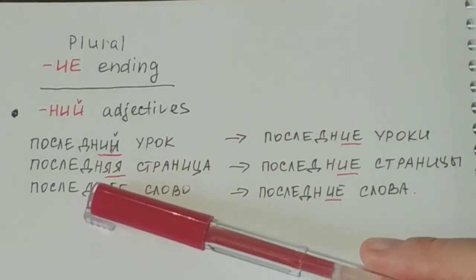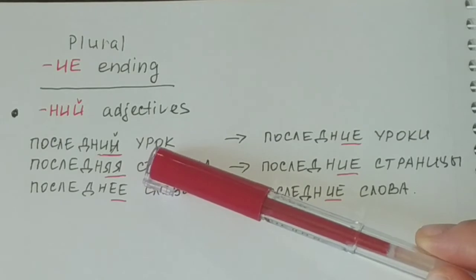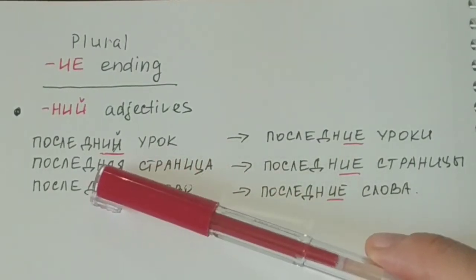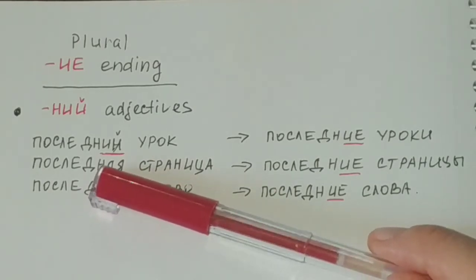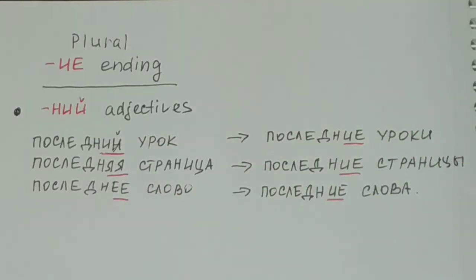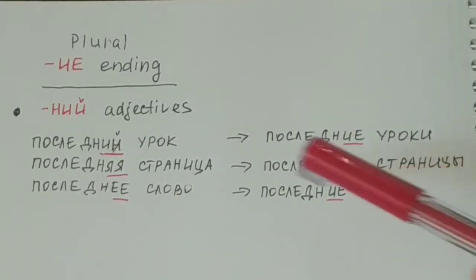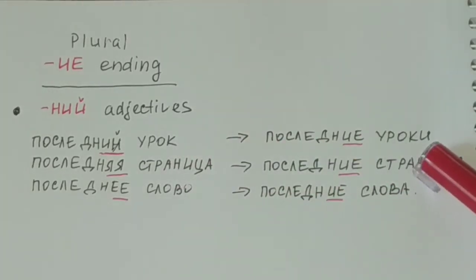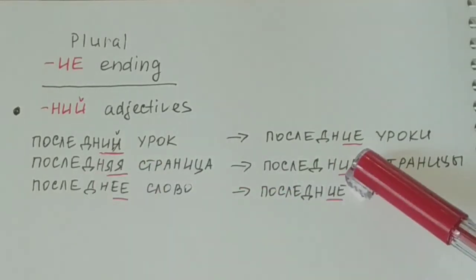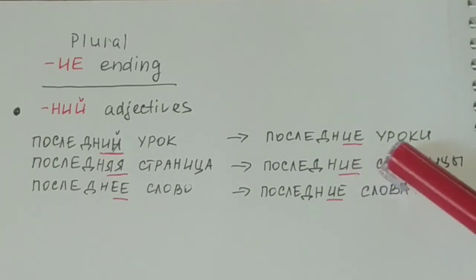So, for example, we have последний урок. Урок is the masculine gender noun, means a lesson. And it is used with the masculine gender adjective ending in ний. Последний meaning the last. And the plural form will be последние уроки. So we make the plural form of noun урок, which is уроки, lessons, and the plural form of adjective последний will be последние, the last. So последние уроки, the last lessons.